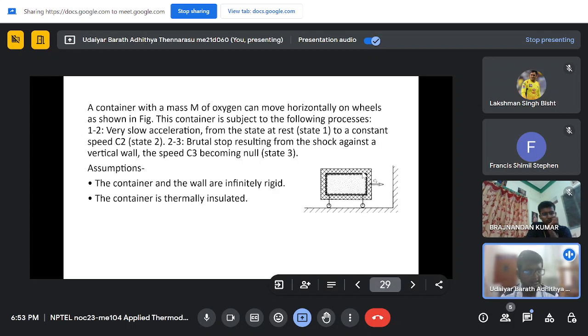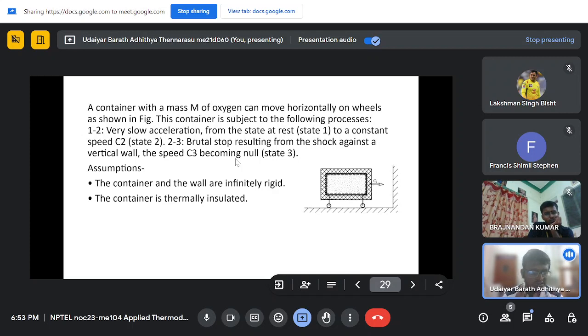So it's constantly accelerating and has reached a velocity. After reaching this velocity, it's hitting the wall and coming to an abrupt stop. Abrupt stop means there is no velocity. C3 is becoming null. C3 is 0. So that is the process which is happening.